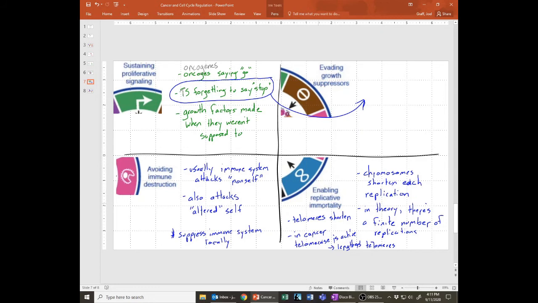Moving on, enabling replicative immortality. So chromosomes will shorten each time they replicate, and in theory there's a finite number of replications that can happen. At the ends of your chromosomes are these structures called telomeres, and so they are the sequences that shorten. It's a length of repetitive DNA sequence.